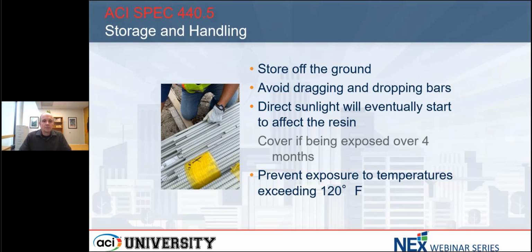So they do have to be protected from sunlight if they're exposed for a long term. According to the spec, if they're exposed to direct sun for over 4 months, they need to be covered with some type of opaque tarp or plastic. Again, 4 months is a fairly long period of time, but you might have bars that are stored on site and then placed, and then concrete isn't actually poured on top of the bars for a couple of weeks or so. So you might have some situations where that may come into play.